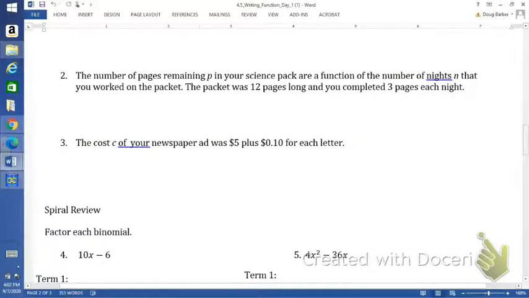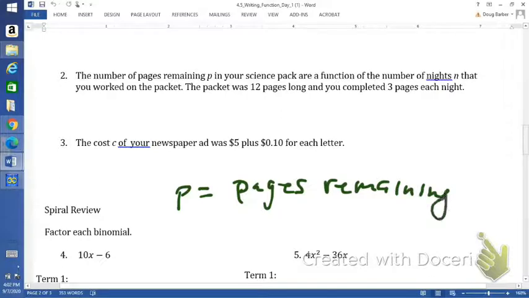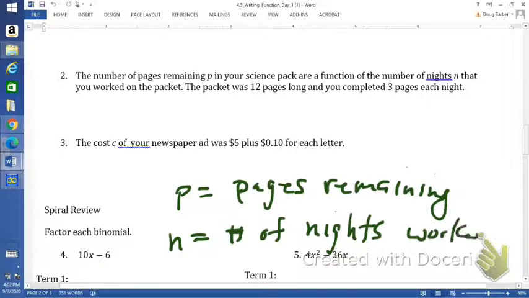Right, and then finally, the second one here, on the second page, the number of pages remaining P in your science pack are a function of the number of nights N that you worked on the packet. The packet was 12 pages long and you completed 3 pages each night. So your variables, P equals pages remaining. And N is the number of nights you worked on the pack.